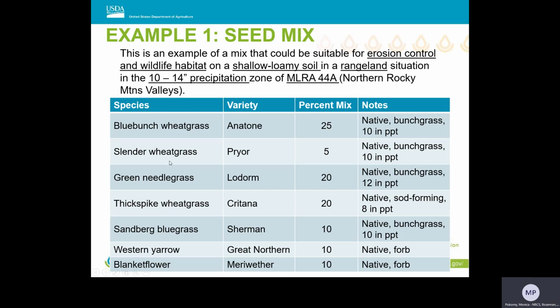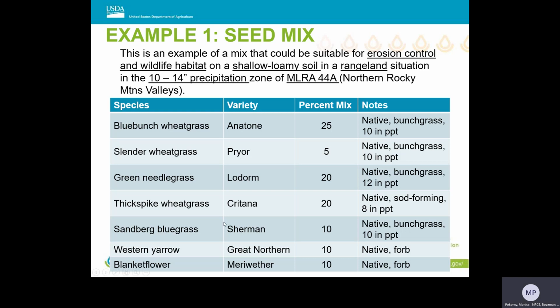I've included a short-lived perennial, slender wheatgrass, because I know I want erosion control. So this is a real fast establishing species. And because I am using it with longer lived, slower established species, I've included it at only 5% of the seed mix, so it's not going to interfere with the development of other species.